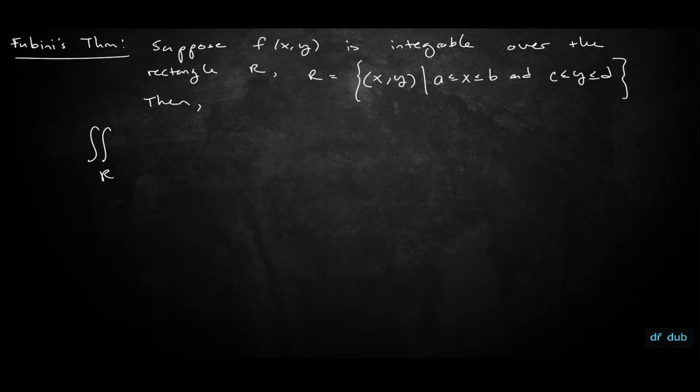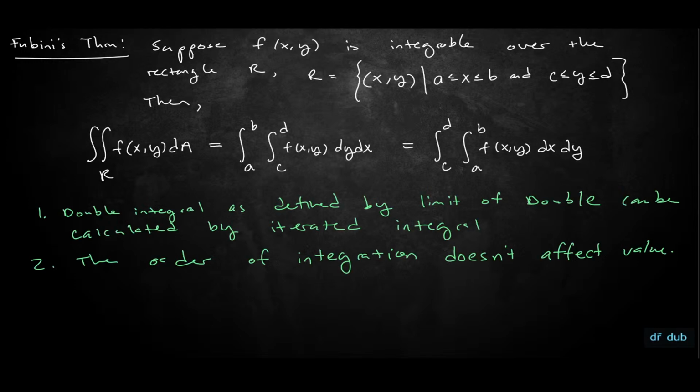So there are two things that Fubini's theorem is telling us. Now I guess all we need to do is look at some examples of how to do iterated integrals.